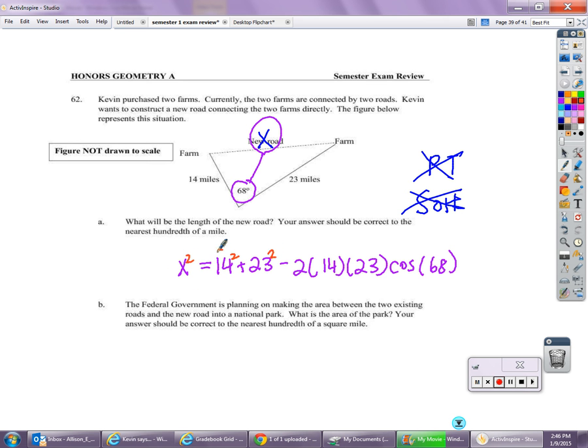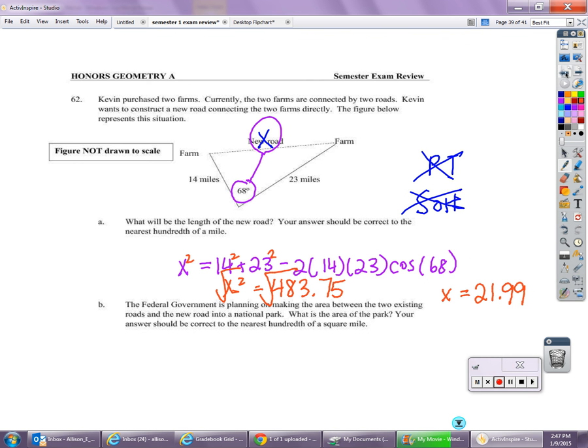So x squared is by itself, so I'm going to put this whole thing in the calculator just the way it is. So 14 squared minus 2, 14 cosine of 68 and enter, and I get x squared to be 483.75, and then you square root both sides. And I get my answer to be 21.99.